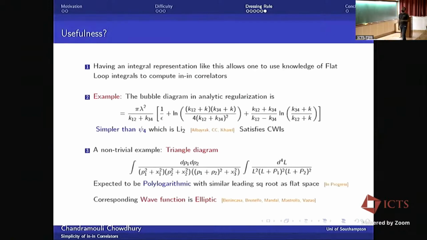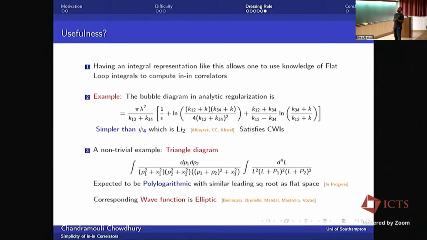Good. You could now ask, what's the use of this? I mean, that's often a question. And of course, one use is that we know a lot about flat space loop integrals. That's something people have studied a lot, and of course, we've seen in this conference that's been going on. So you can then use the knowledge of your flat space loop integrals to now compute the in-in correlator by just integrating over the energy. That step might not often be easy, but it's still better, I think, than what we used to have before.